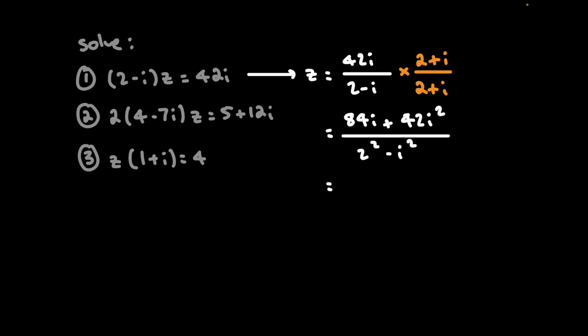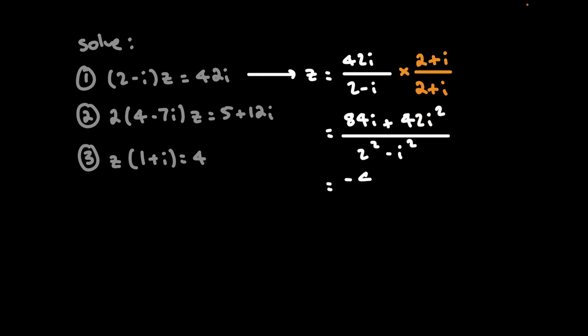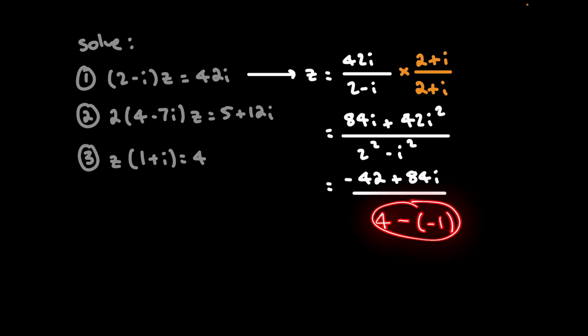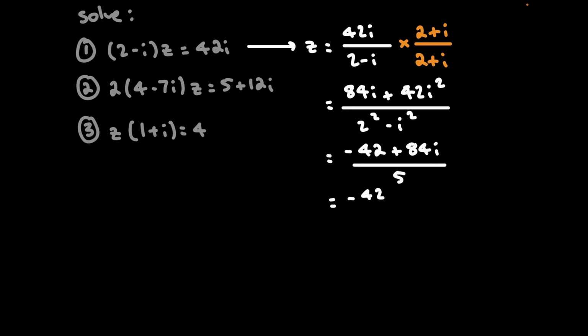And we can start simplifying this. On the numerator, 42 times i squared is 42 times negative 1, which is just minus 42. And if you want to write it in complex form, that's just the same as minus 42 plus 84i. And on the bottom, we have 2 squared minus i squared. And 2 squared is 4, and i squared is minus 1. So this is really just the same as minusing away, or in this case, plussing 1. So we get 4 plus 1 is 5, and our final answer, if we write it as a complex number, is minus 42 over 5 plus 84 over 5i. That's the answer to question 1.